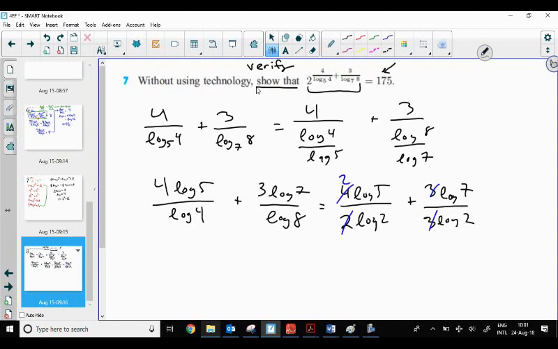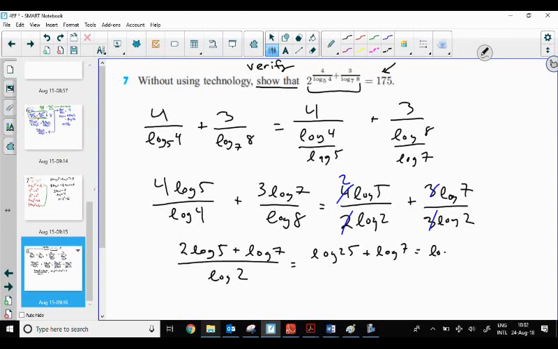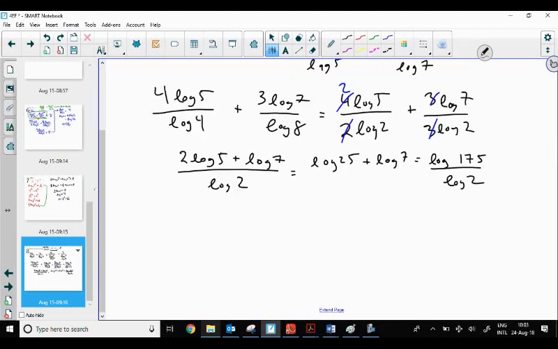So we've got one fraction now. It's 2 log 5 plus log 7, all divided by log 2. 2 log 5 is log of 25. And now I'm adding that to log of 7, which means that I can rewrite those as a product. This is going to be the log of 25 times 7, which, guess what that is? That's 175 divided by the log of 2.